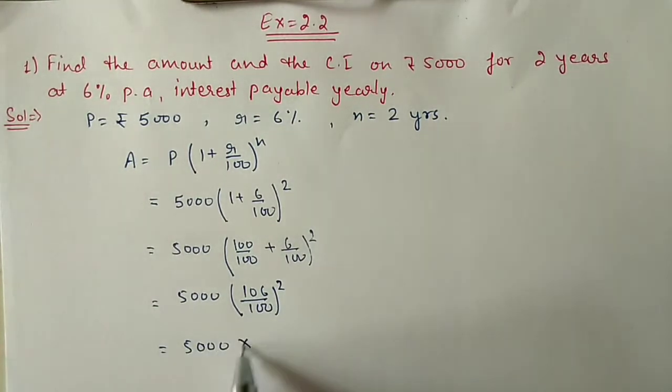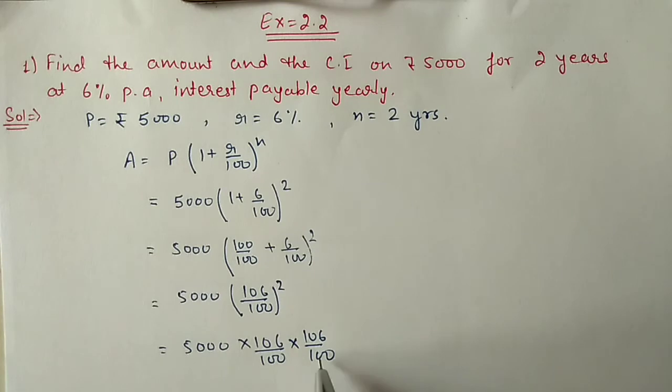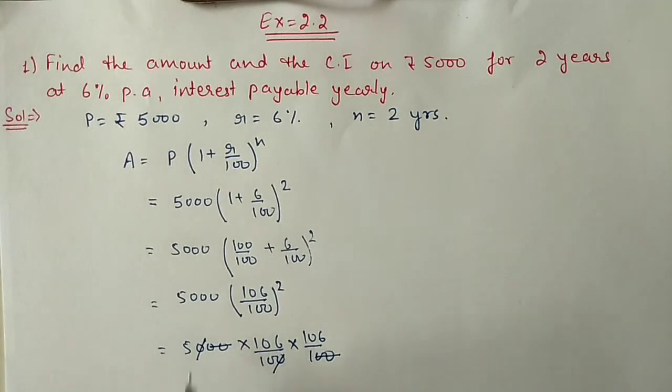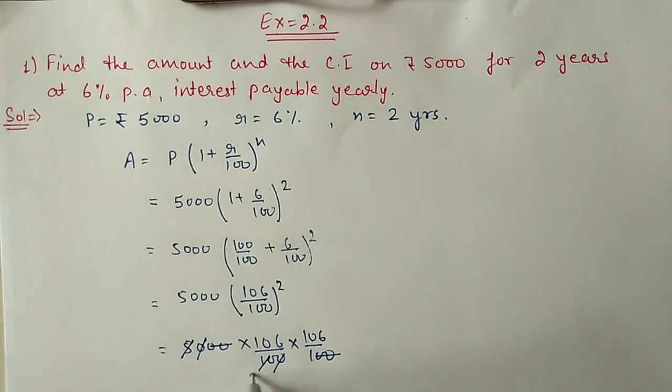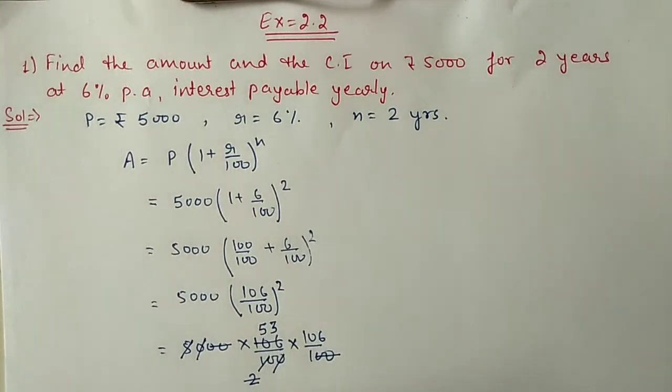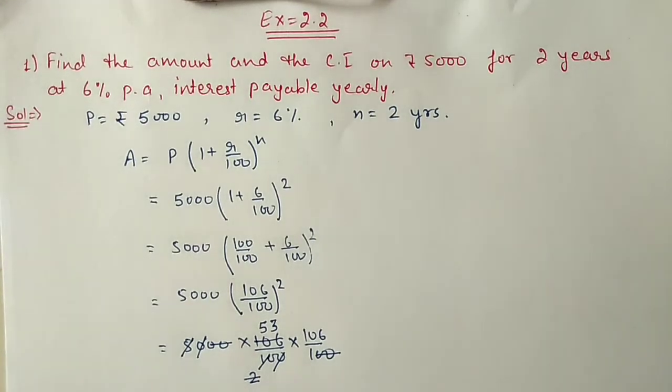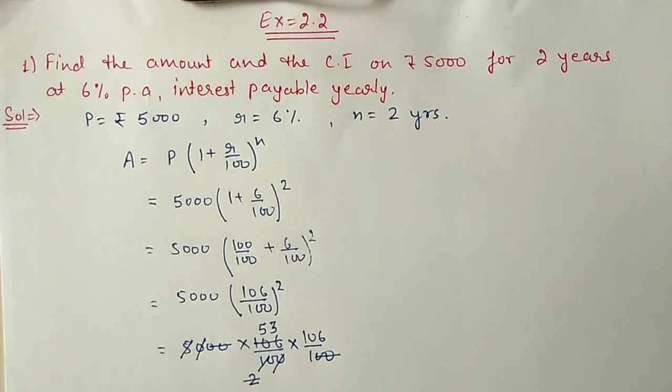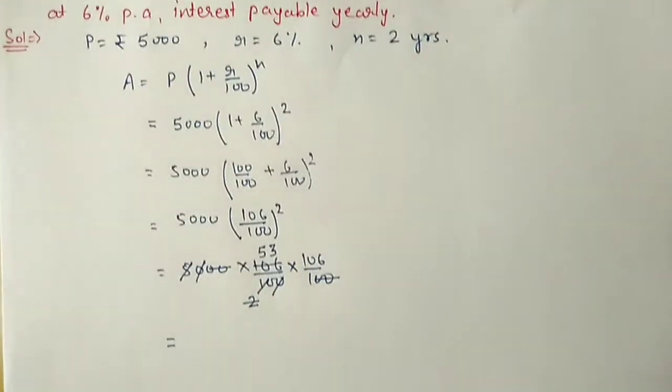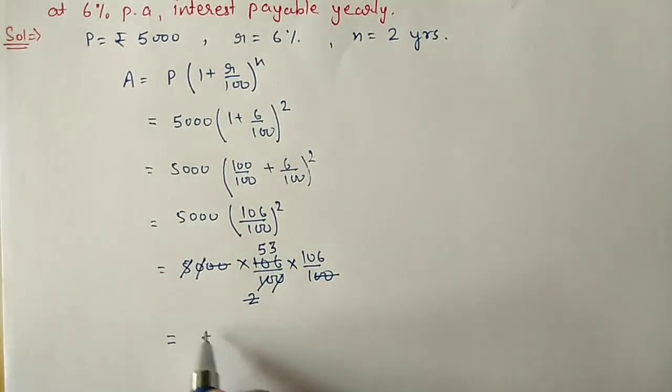It means 106 by 100 into 106 by 100. Now 2 zeros we can cancel from here, 1 zero we can cancel from here. 5 1s are 5 and 5 2s are 10, and 53 times it will go 106. Now we have to multiply 53 and 106. After multiplication we will get here 5618.